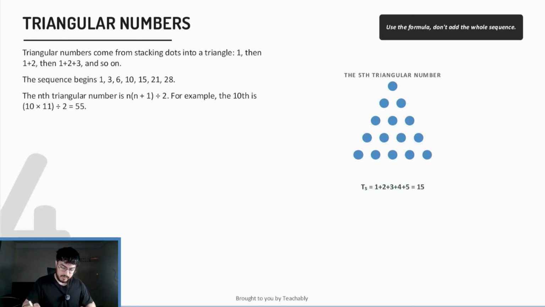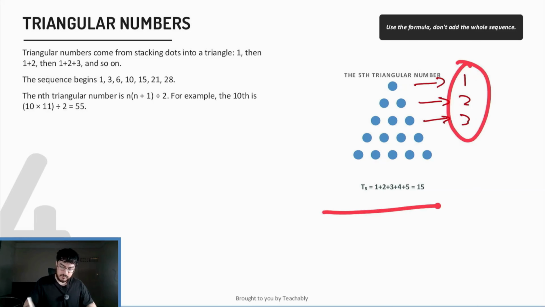So moving on, triangular numbers. They come from stacking dots into a triangle. So 1, then 1 plus 2. So remember what we did before. We had this is 1, this is 2, this is 3, etc. And we just add them as they go along. So the first one is going to be 1, the second one is going to be 3, the third one is going to be 6, and so on and so forth.